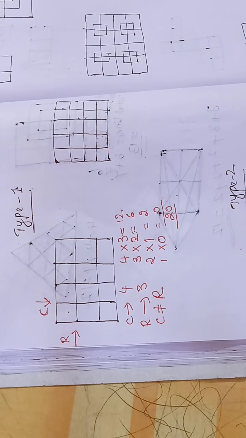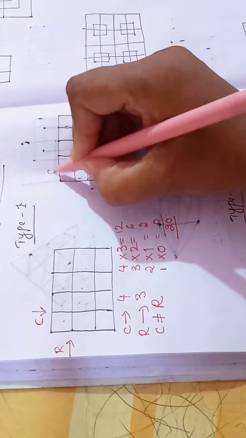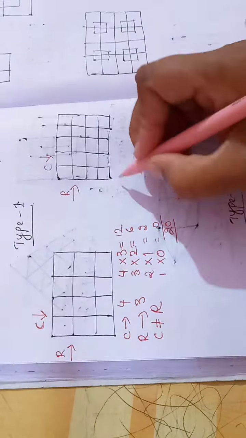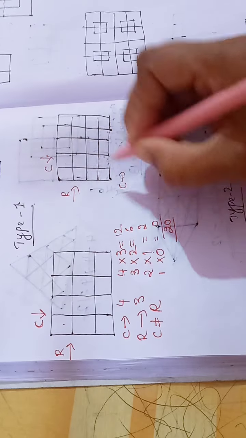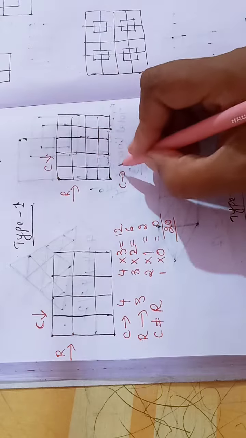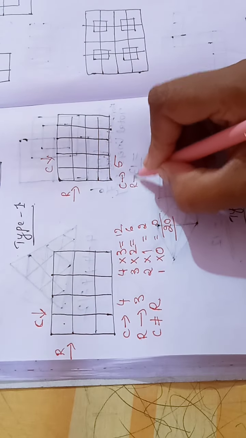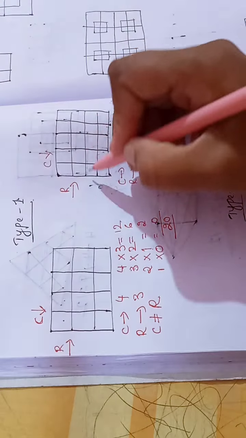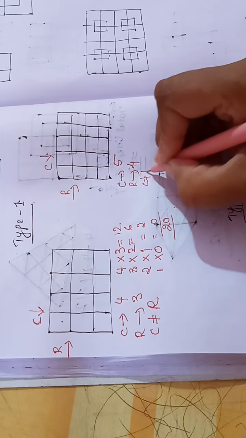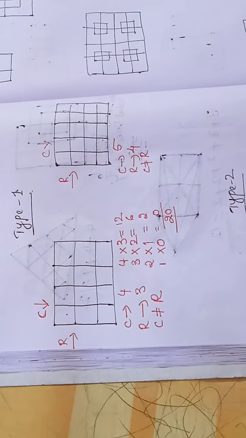Let us go for one more example. So columns, rows. Number of columns are 1, 2, 3, 4, 5. Number of rows are 1, 2, 3, 4. Right? Here also columns are not equal to rows.